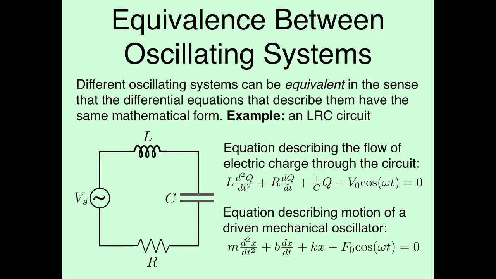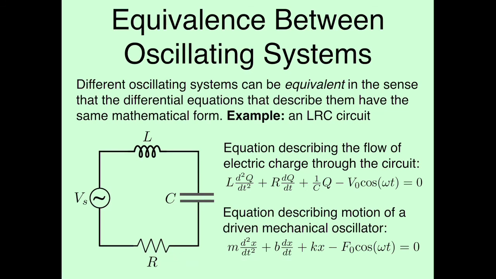So we've seen a few examples of this already. We have the mass on a spring, and then we have the pendulum. And although these look like very different systems, at least on the surface, when we drill down to the equations that describe their motion, they actually have the same mathematical form. And so there are a lot of other examples of equivalence between different oscillating systems, and you can take this idea really far, actually. But I want to show you an example of an LRC circuit.